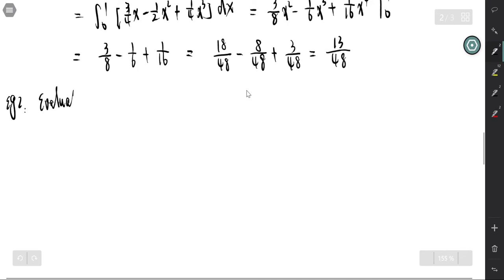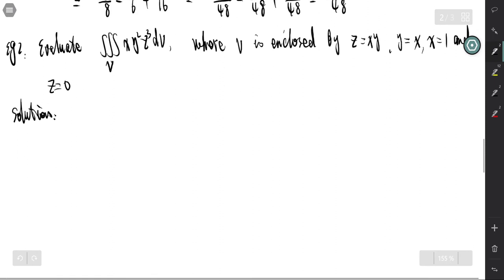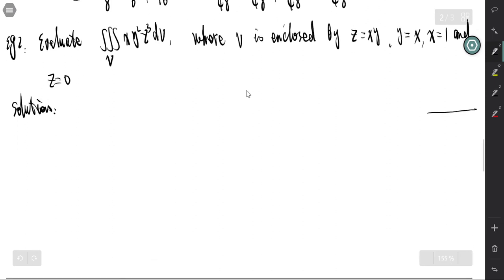Evaluate the triple integral over V of x y squared z cubed dV, where V is enclosed by z equals xy, y equals x, x equals 1, and z equals 0. The solution is, first we draw the graph of this region.